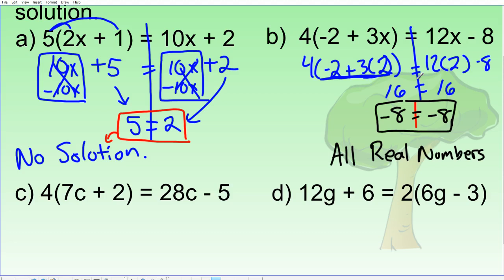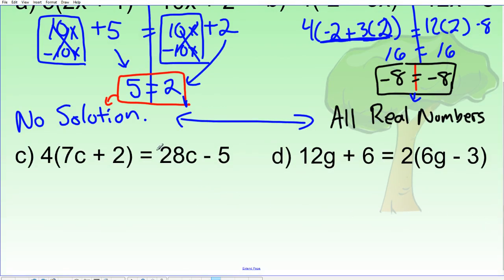Okay? So, if your variables cancel out, special solution. If the remaining equation is not true, that means there's no answer. There will never be an answer. If the remaining equation is true, then every number will be an answer. Okay?